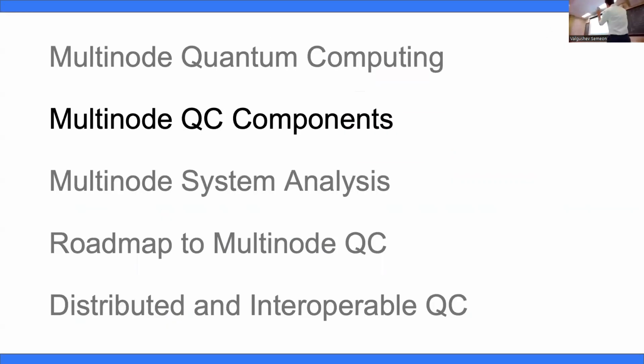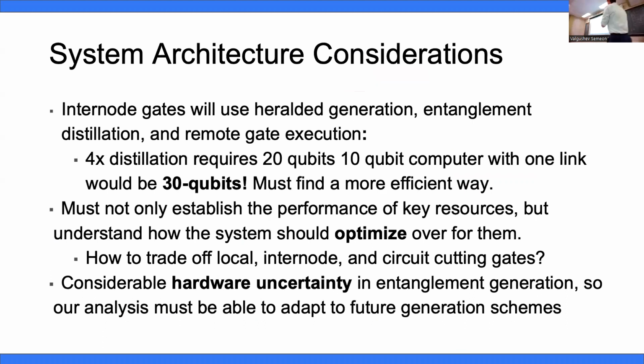So that's an overview of multi-node quantum computing. Let me dig down into what I mean by a multi-node quantum computer and the components in it. So this internode gate, the way we're going to execute it, I mean, if you have 999 of your photons dying and sending them down this line, you want to only use them when they actually make it through. So we're going to use a thing called heralded entanglement generation.